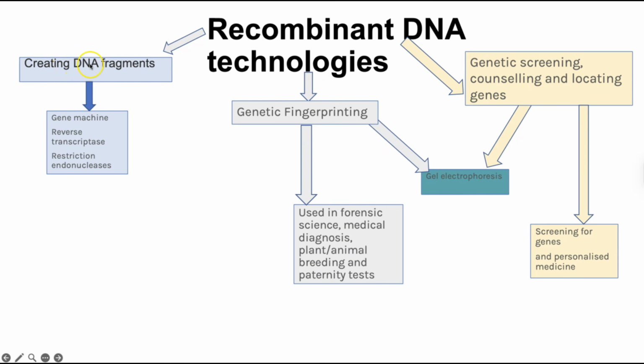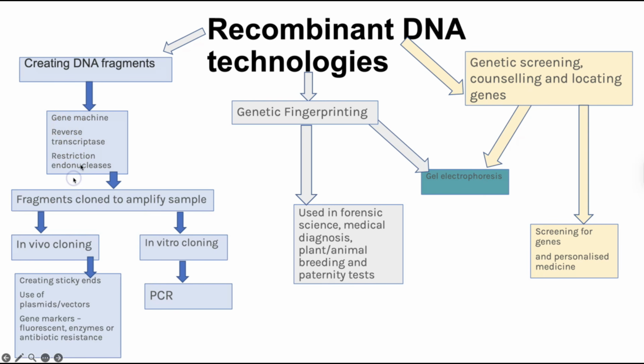Then we have over here how we actually make recombinant DNA. And the first step is if we want to put the DNA from one organism into another, we need to get that piece of DNA to start with. And that's what creating DNA fragments means, getting the gene of interest that you want to insert into a different species' DNA. So here are the processes of how you can do that.